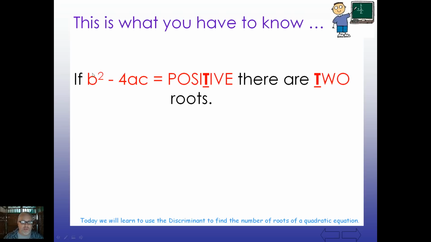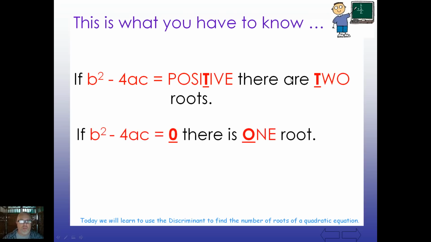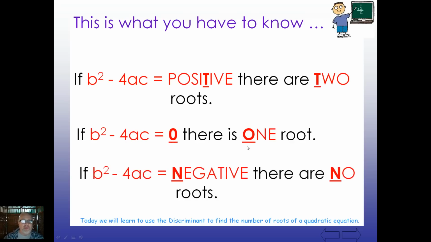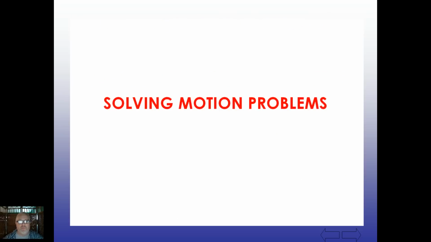All right. Now, to remember this right here, please. If the discriminant is positive, there are 2 roots. A little bit of a stretch here for the t and the t for 2, but if you can go with it. If the discriminant equals 0, well, that looks kind of like a 0, like an O in the word 1, so there's 1 root. And if it's negative, there are no roots. Negative would be no roots, just like we saw in our example there.